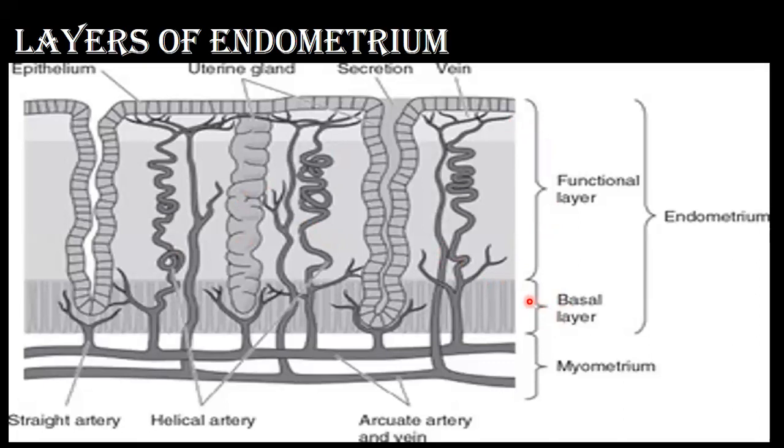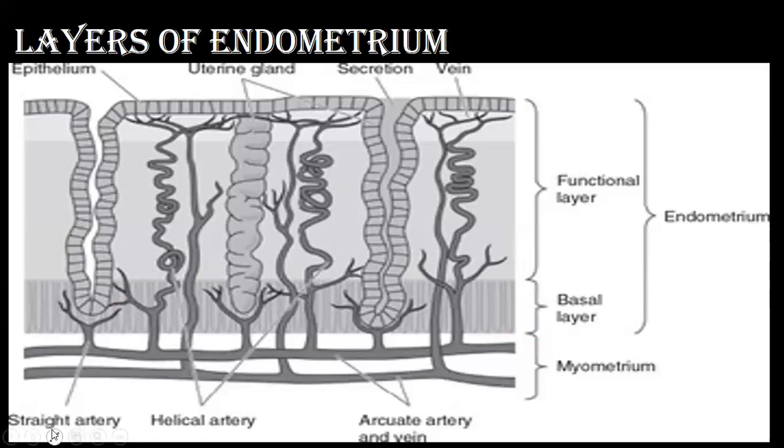When someone asks you why there is bleeding in menstruation, it is because the functional layer of the endometrium gets disintegrated at the time of menstruation, and not the basal layer. So during menstruation, the functional layer is lost, but not the basal layer. And it is never lost, because from the basal layer the next cycle will be produced.